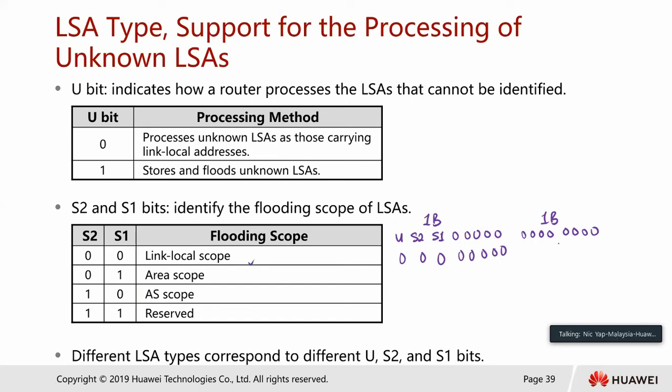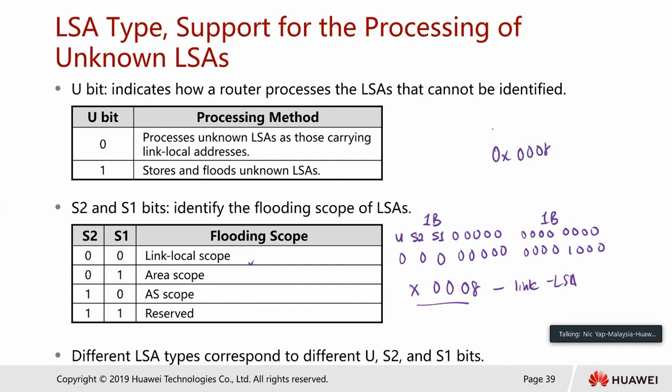Link-locals are sending this: 0, 0, 0, 0, 1, 0, 0, 0. Okay, so in this case, when you change it to hexadecimal, it will be 0008. That is considered as a link LSA, the link-local LSA. They are going to represent it using this type, and this type is represented by 2 bytes.